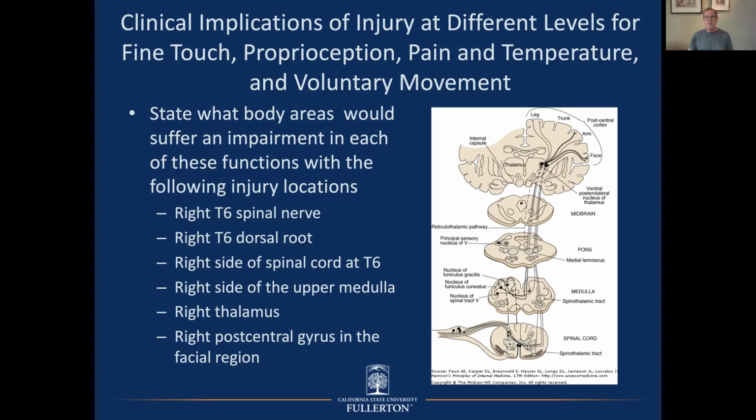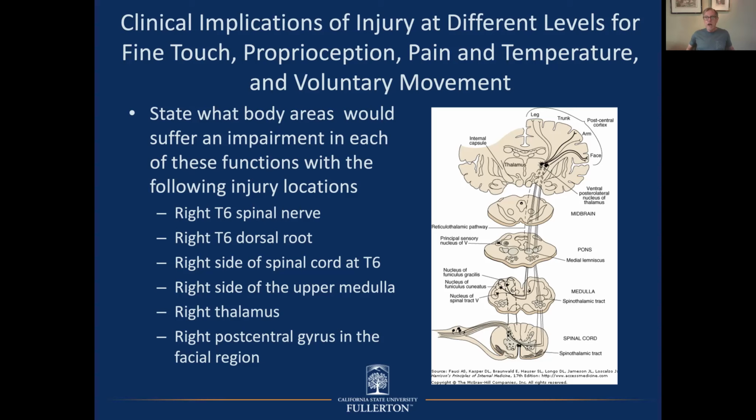Now, let's consider this one, because this is kind of interesting, and it shows you how easy hemicord damage is to identify in a patient who has it. We're looking at the third example. The damage is on the right side of the spinal cord at the level of T6. Now let's consider fine touch and proprioception first. The loss would be on the left for all the dermatomes. Oh, excuse me, that's not right. The loss would be on the right for all the dermatomes below T6.